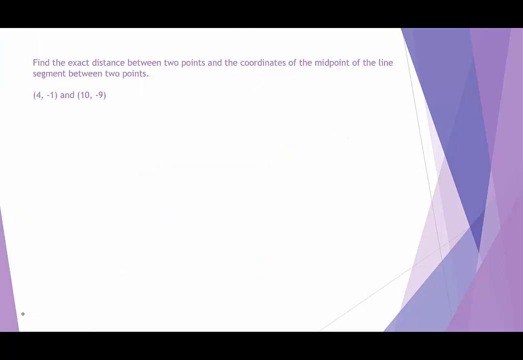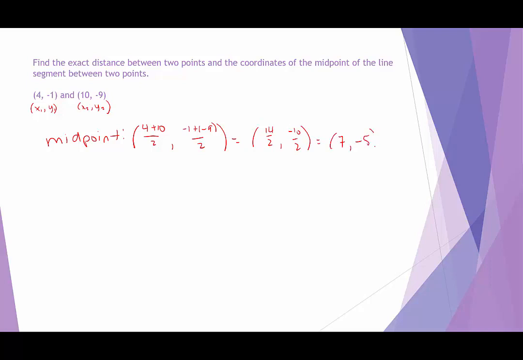Okay, on to the examples. In our first example, we have 2 points, (4, -1) and (10, -9). If it helps, label them. We're going to call this one x1, y1, and this ordered pair x2, y2. Now to calculate the midpoint, remember that's going to be the point that's halfway between them. So we're going to add up the x coordinates, that would be 4 plus 10, and divide by 2. Add up the y coordinates, -1 plus -9, and divide by 2. Let's simplify this. 4 plus 10 is 14 over 2. -1 plus -9 is -10 over 2. So the midpoint will be found at (7, -5).